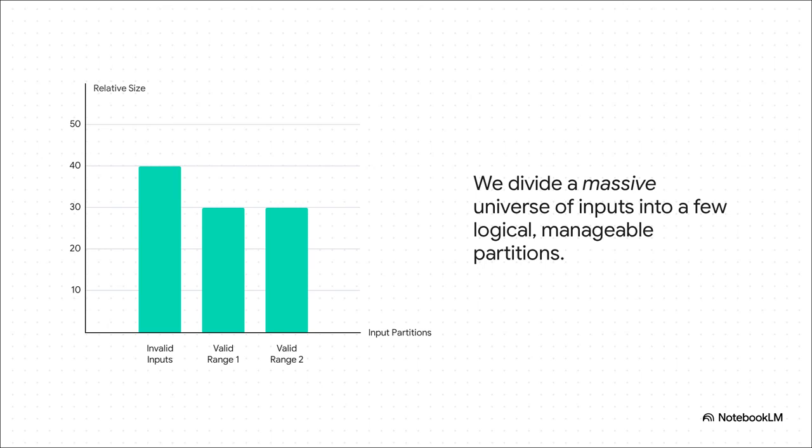So this is how we bring order to the chaos. We take that gigantic, nearly infinite universe of possible inputs, and we slice it up into a few logical, totally manageable partitions. For example, we can make one group for valid numbers that we expect, maybe another one for a different set of valid numbers, and, this is a really important one, a partition for all the invalid stuff, like negative numbers or just plain text.